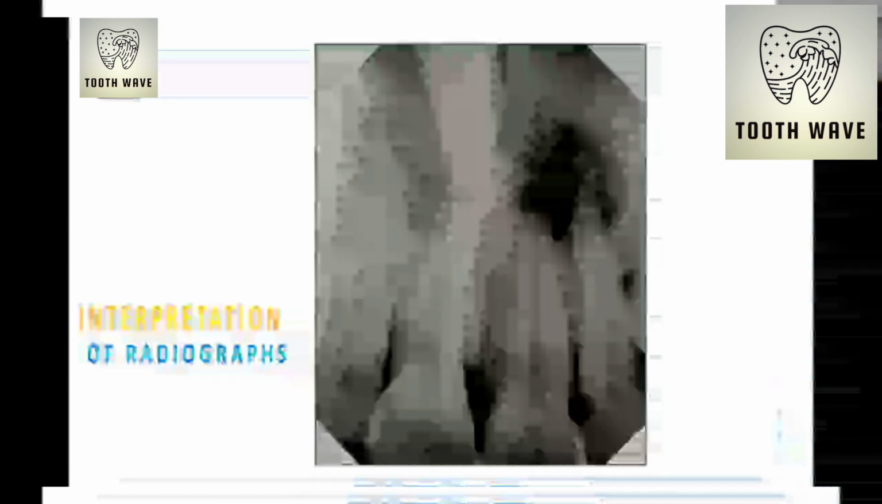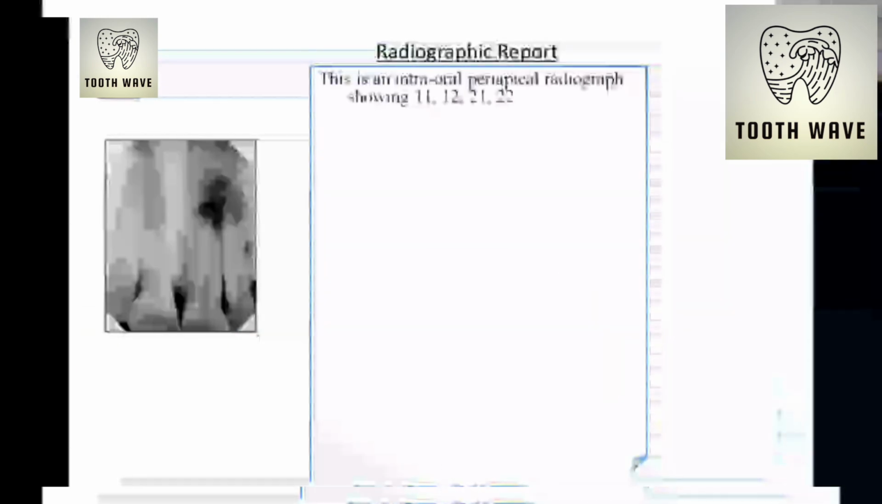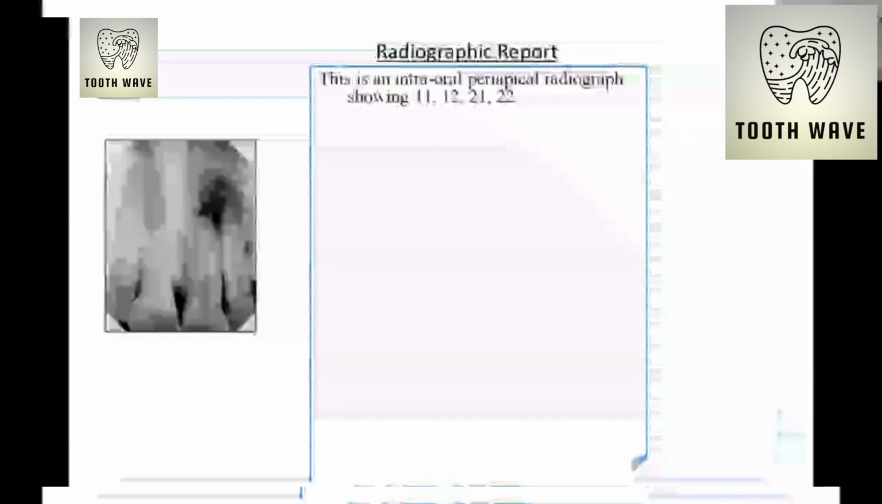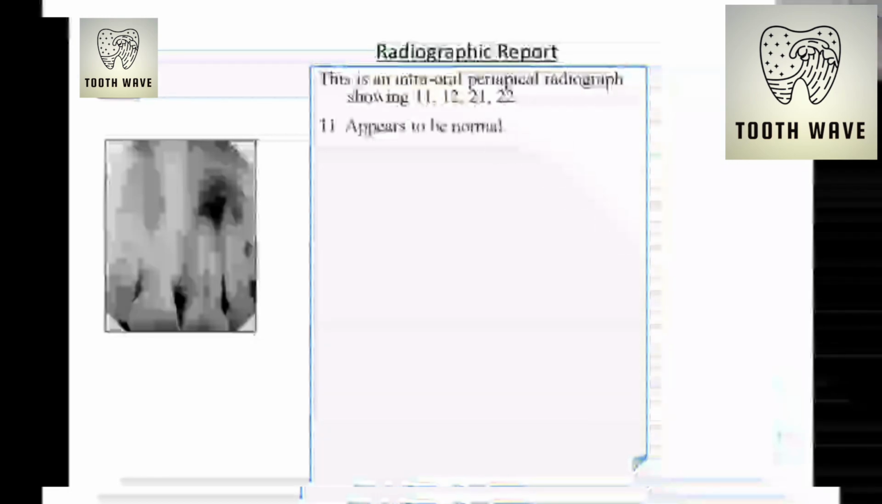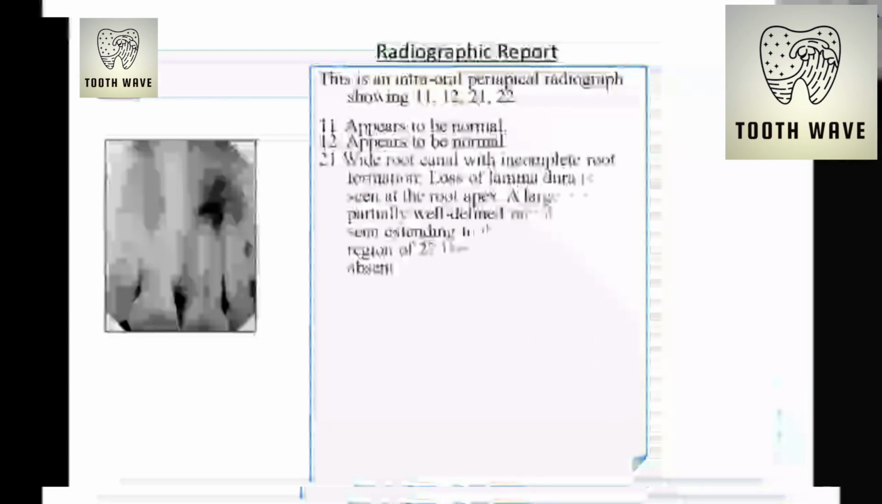An error is this is a cone cut here. This looks like taken with the help of RVG. So there's a cone cut. And then I'll tell this is a radiograph showing all these things. 1, 1 appears normal. The crown and the root are intact. Then 1, 2, same thing.